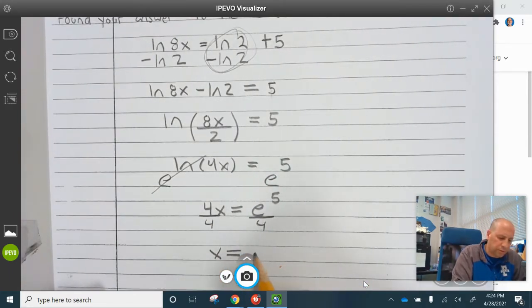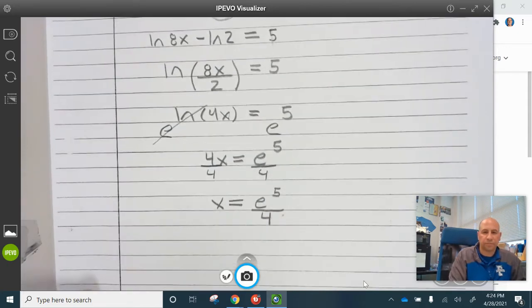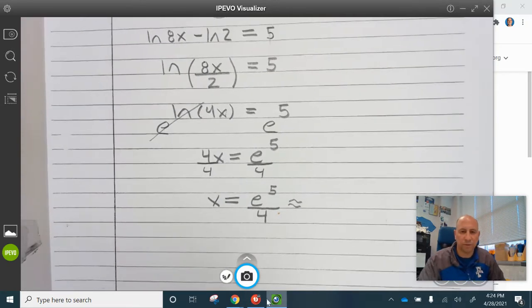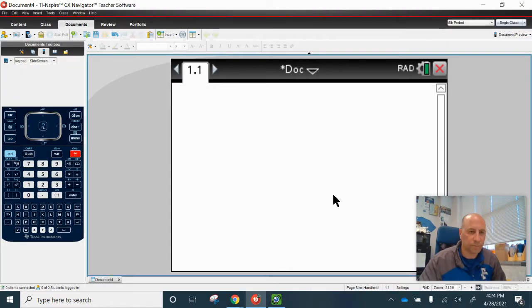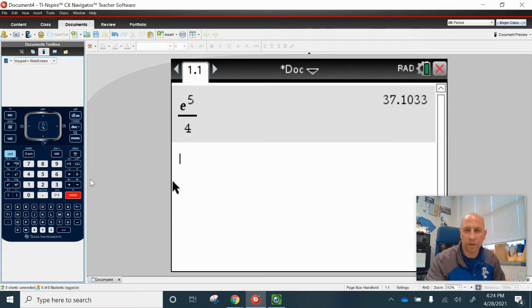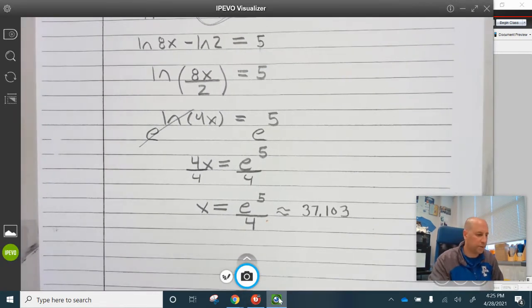X equals e to the 5th power divided by 4, which is approximately, we want to the nearest thousandths, so let's plug that into a calculator. So control divide, e to the 5 divided by 4, so that's 37.103. All right, go ahead and finish up example 2.